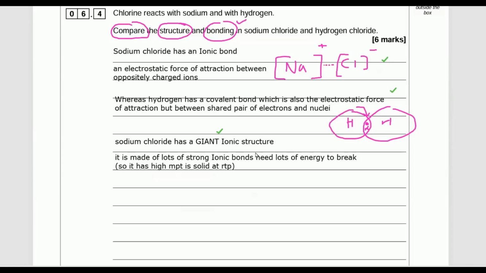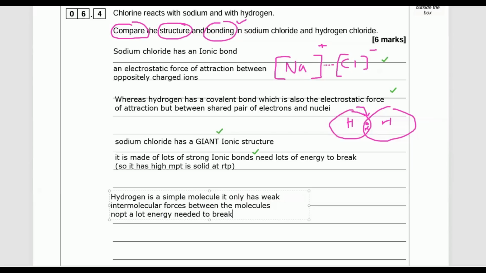Now, I'm going to do the final 2 marks for explaining hydrogen. Hydrogen is a simple molecule, right? It's covalent. We already said that. You can call it simple covalent if you like. Small molecule, some examples allow, but best to call it simple molecule. Hydrogen is a simple molecule. It only has weak intermolecular forces between the molecules. Okay, so not a lot of energy needed to break.